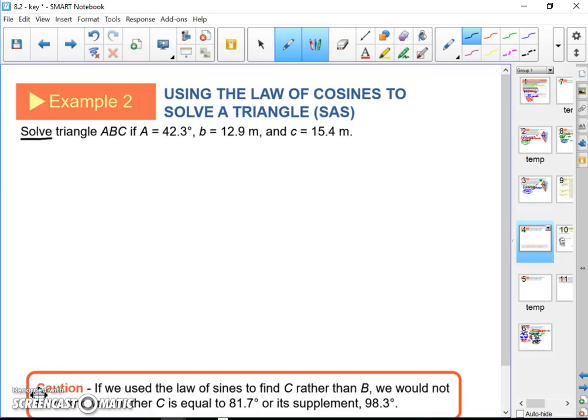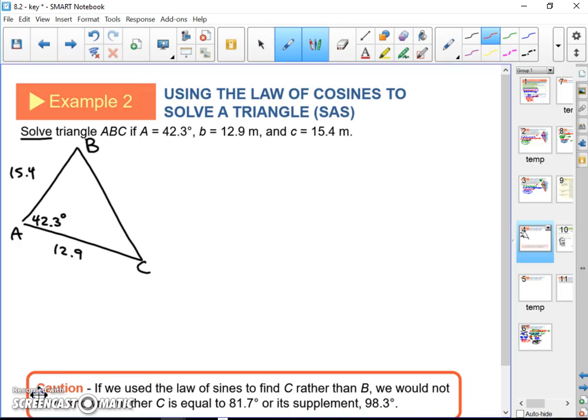Example 2, we're solving a triangle. So I'm going to start by drawing the triangle. Angle A is 42.3 degrees, side B is 12.9 meters, and side C is 15.4 meters. So when I look at this triangle, I identify that I'm looking at a side, angle, side. And side, angle, side tells me that this is case 3, and I know that's the law of cosines formula.